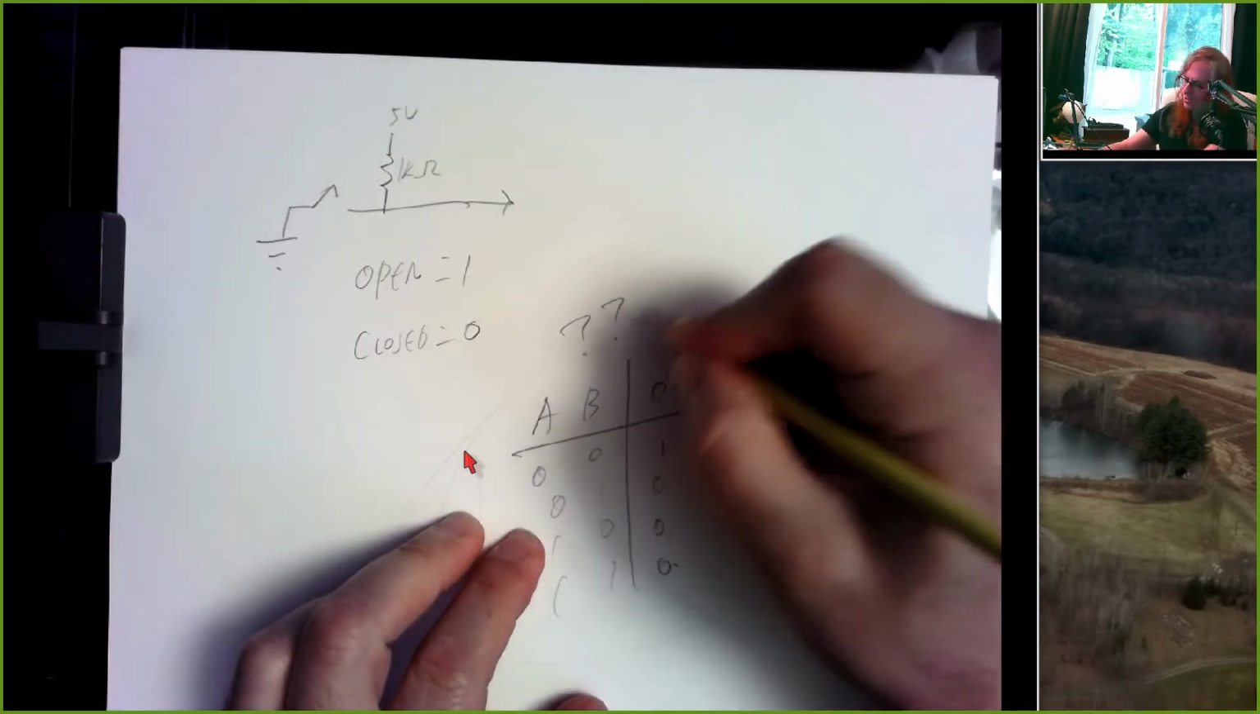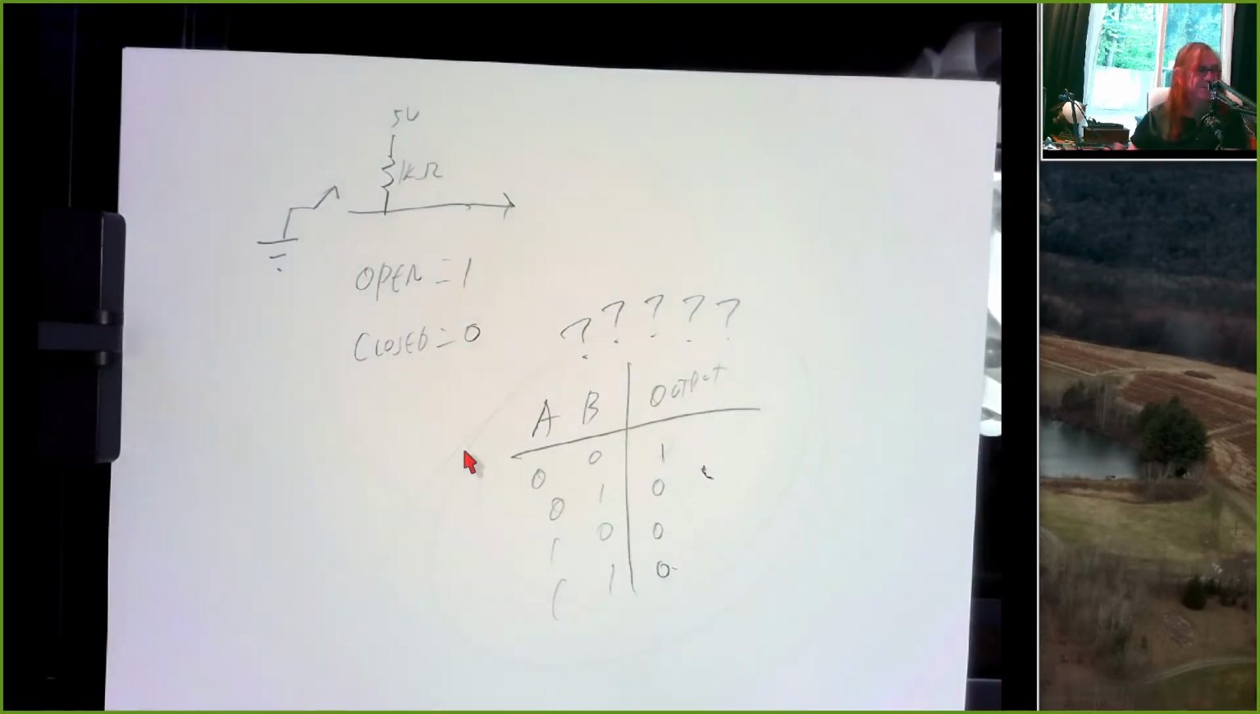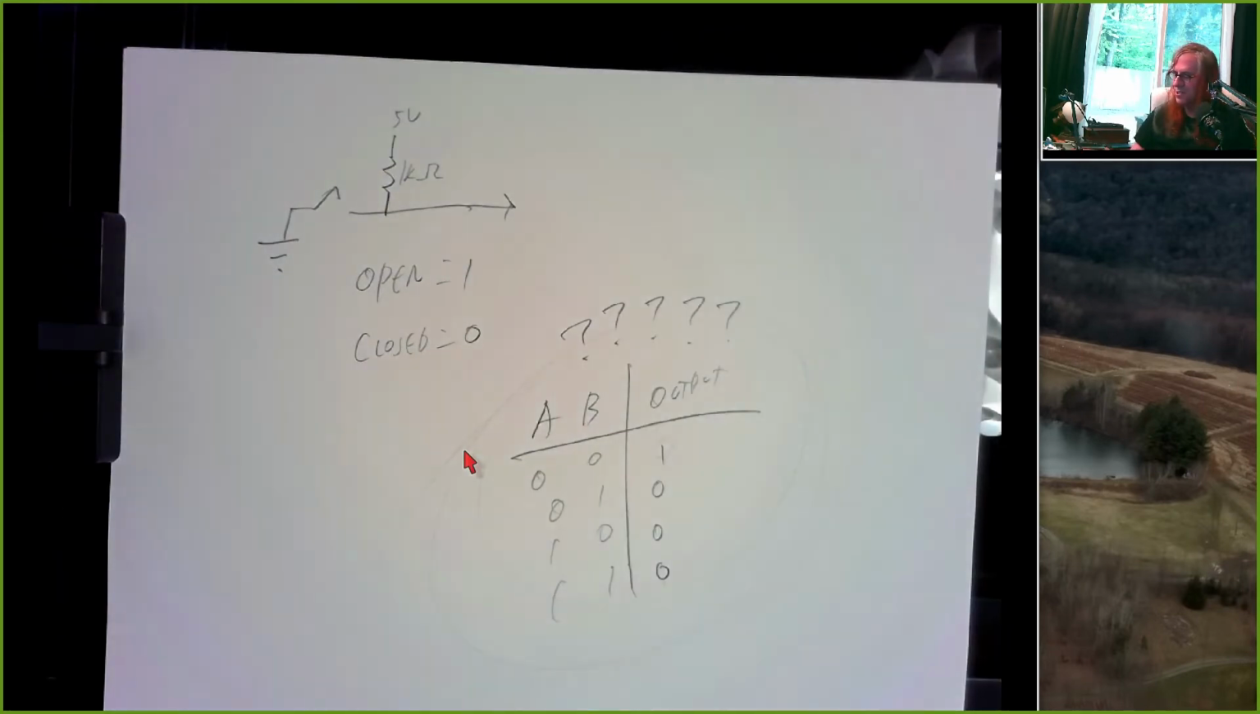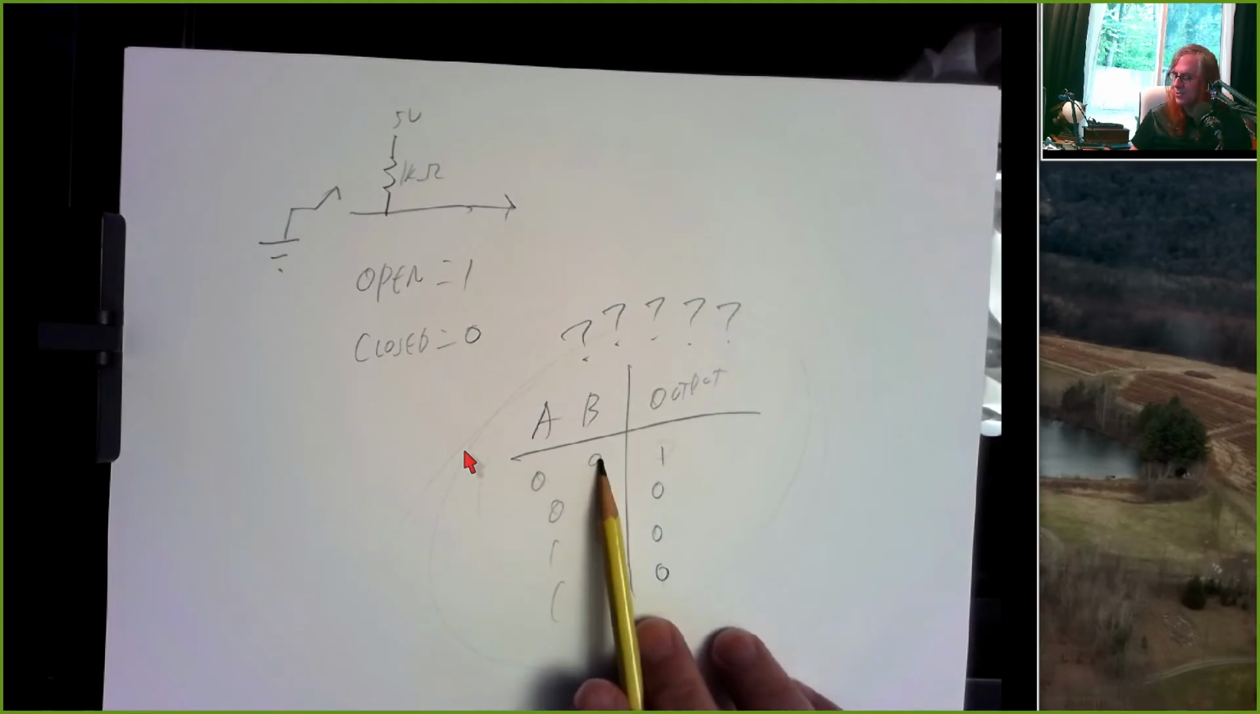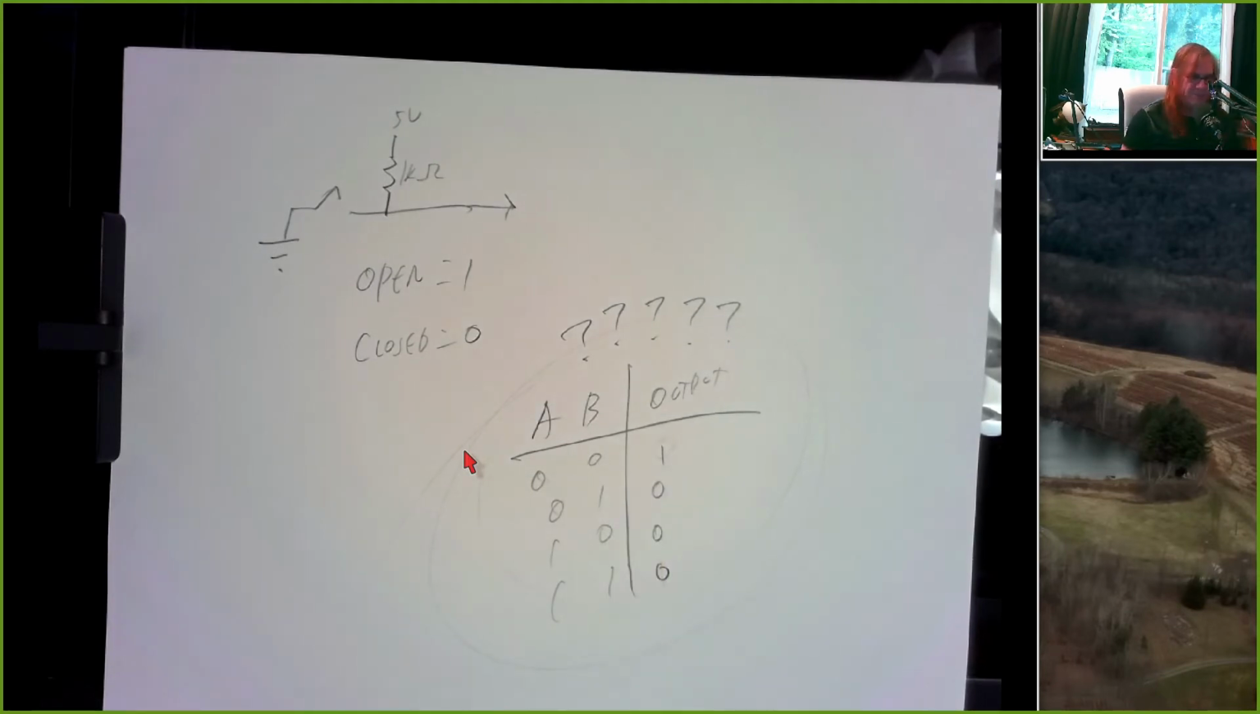I'll put question marks around this so you know this isn't what you should get. Let's suppose you got this behavior, and you come back and you say, wait a minute, that's not an AND gate. All right, let's check our observations. Let's put our switches so that the inputs are 0, 0, and the output we said was a 1.